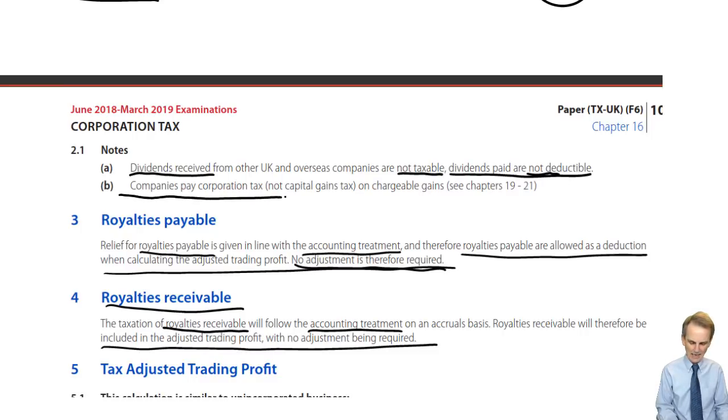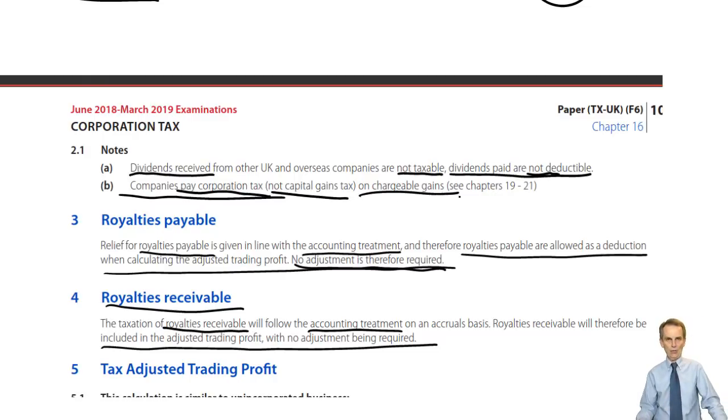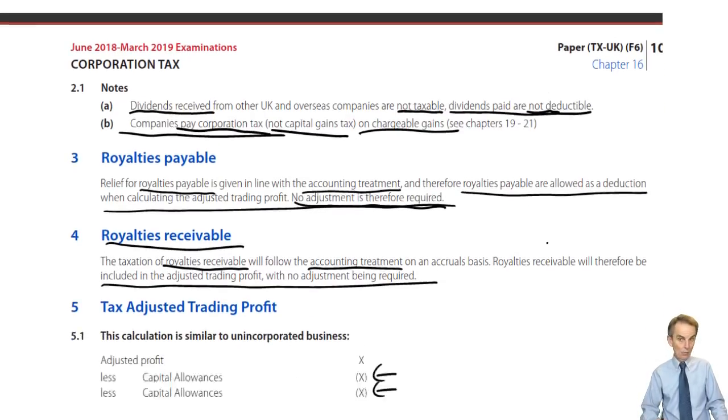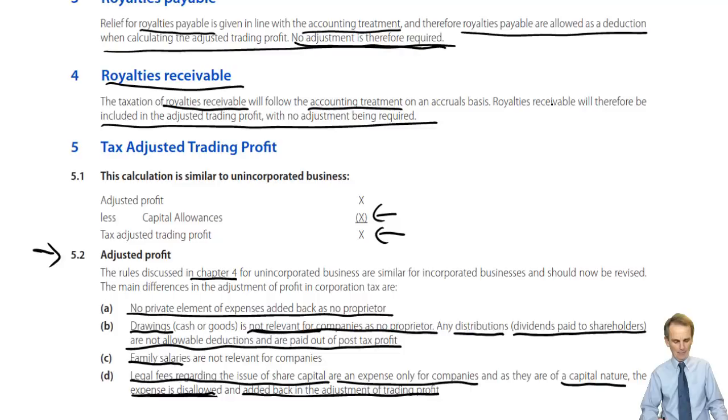Companies, as we kept saying, pay corporation tax, not capital gains tax, on their capital gains. We pay corporate tax on our worldwide income and gains. Right, let's have a look at some of those other components now, which may or may not be included within your exam question.